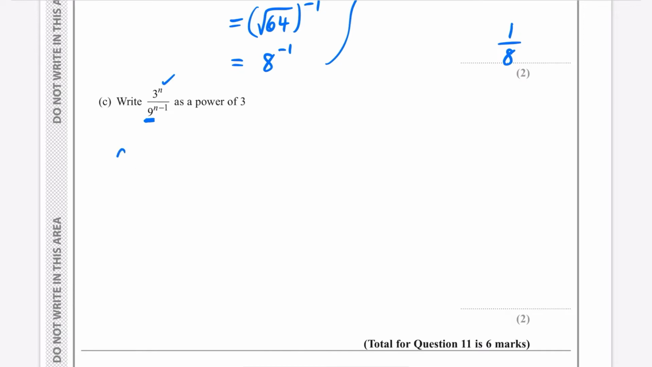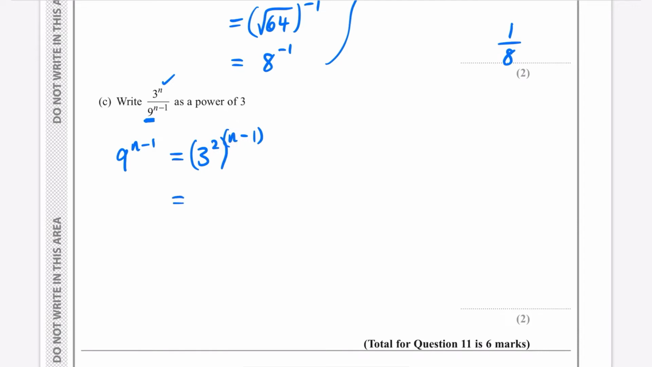Now, we know that 9 to the power of n minus 1, I can rewrite 9 as 3 squared. So it's 3 squared to the power of n minus 1. Now, this is actually sort of in brackets. With these powers here, we are going to be multiplying those together.